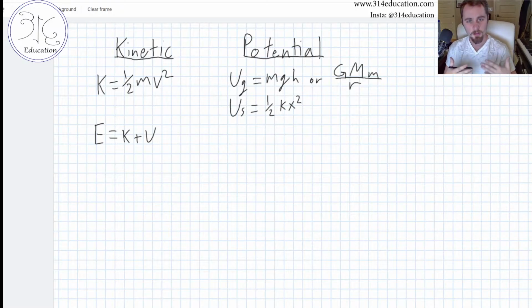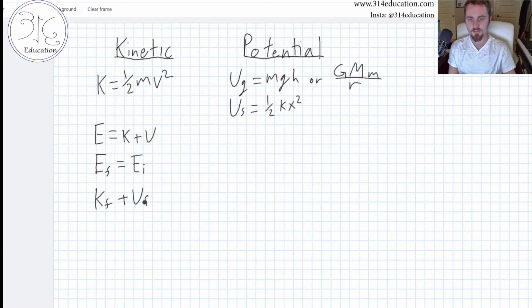But in the broadest strokes, we expect energy to be conserved inside of a system. So inside of a closed system, this tells us that our final energy has to equal our initial energy. This is for a closed system. And what that looks like is that our final kinetic energy plus our final potential energy is equal to our initial kinetic energy plus our initial potential energy.